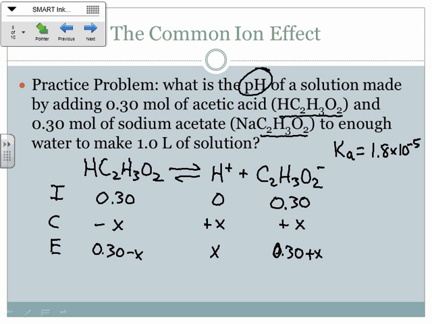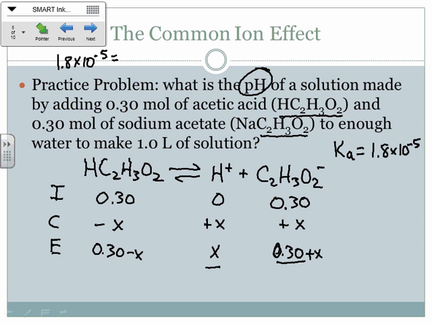So once we have this set up, then basically you just have to do your Ka expression here. So 1.8 times 10 to the negative fifth is equal to, where this would normally be x squared on the top because we just have an x and an x here. Now we've got 0.30 plus x, 0.30 minus x. So this could get pretty nasty pretty quick, except we're going to make the simplifying assumption here for both of these. I'm going to assume that x is small enough that it doesn't matter if I add it to 0.3 or subtract it from 0.3. So we can just ignore the x on those two.